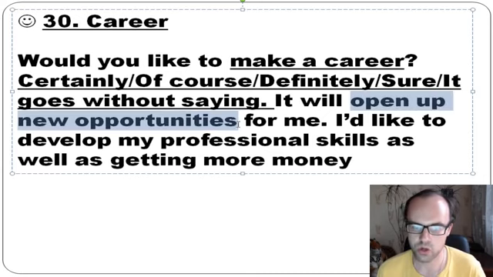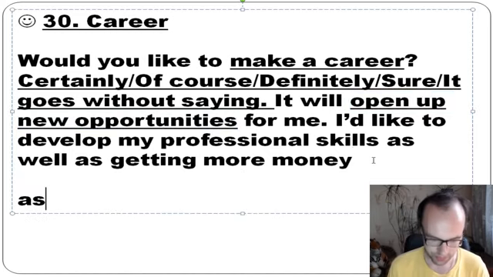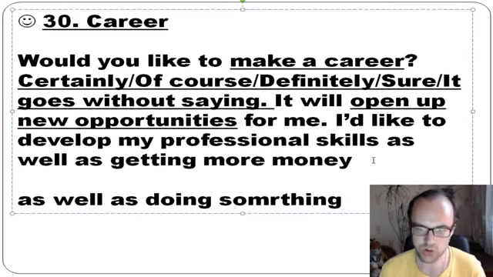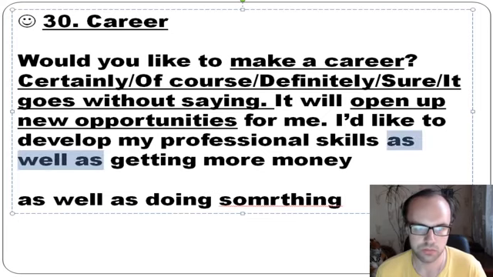Please remember this phrase, open up opportunities, open up new opportunities. So you'll see new opportunities for you where you can develop. I'd like to develop my professional skills as well as getting more money. So it's an interesting structure: as well as doing something. So you see, I'd like to develop my professional skills as well as getting more money.